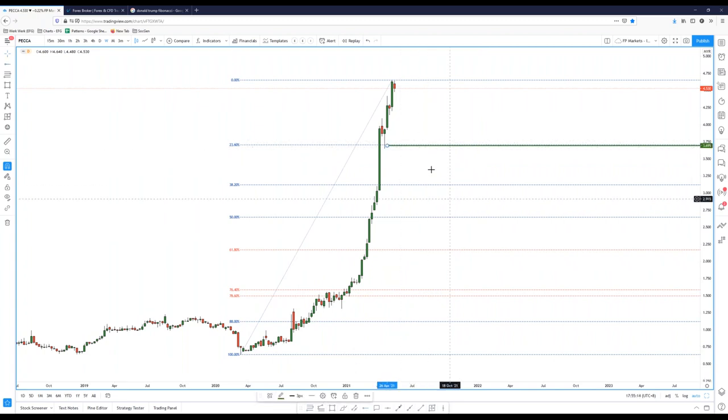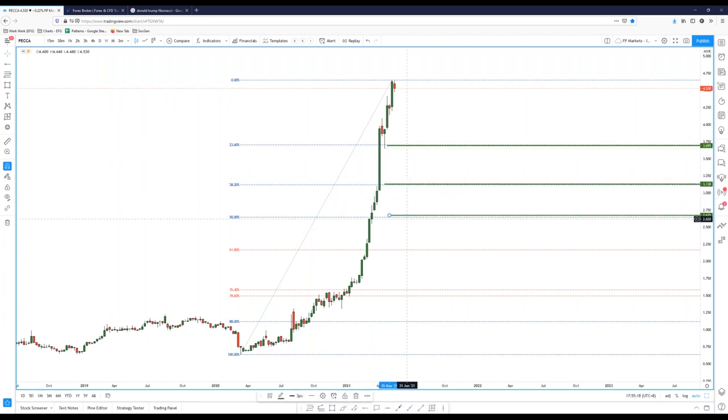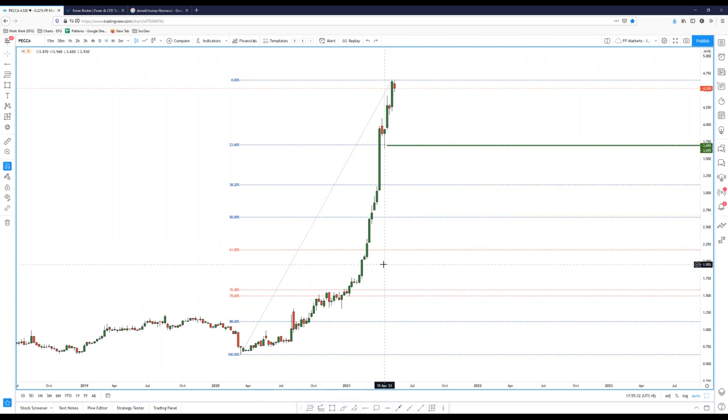This 23.6 is a support level. This 38.2 is a possible support level. 50% is a possible support level. So it's 61.8. So it's 76.4. Every single retracement is a possible support level. All right, but only the 61.8, 76.4, 78.6 are the stronger levels for me.